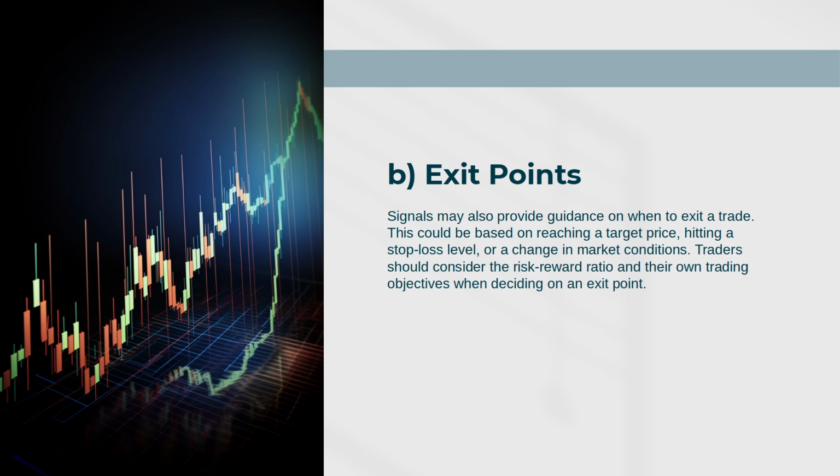B. Exit points. Signals may also provide guidance on when to exit a trade. This could be based on reaching a target price, hitting a stop-loss level, or a change in market conditions. Traders should consider the risk-reward ratio and their own trading objectives when deciding on an exit point.